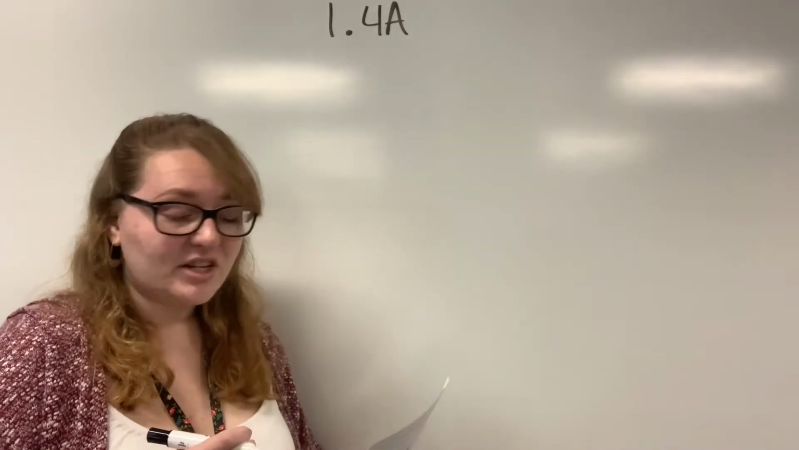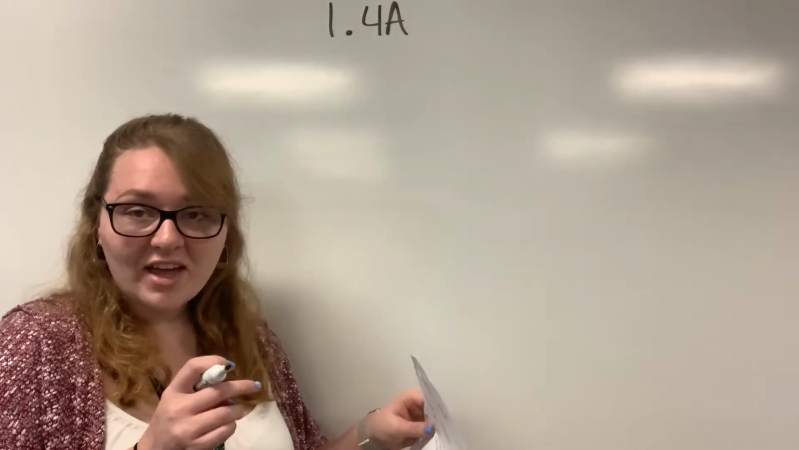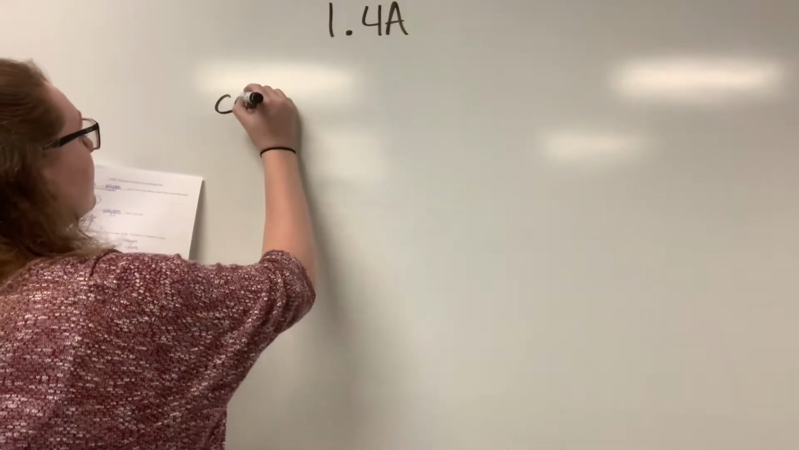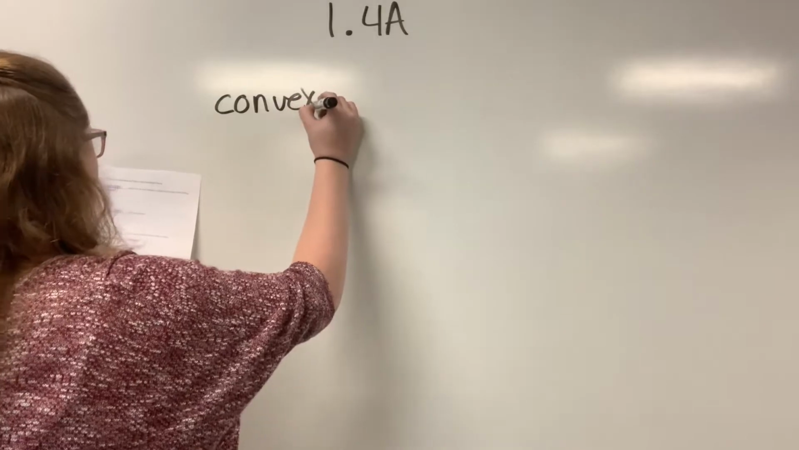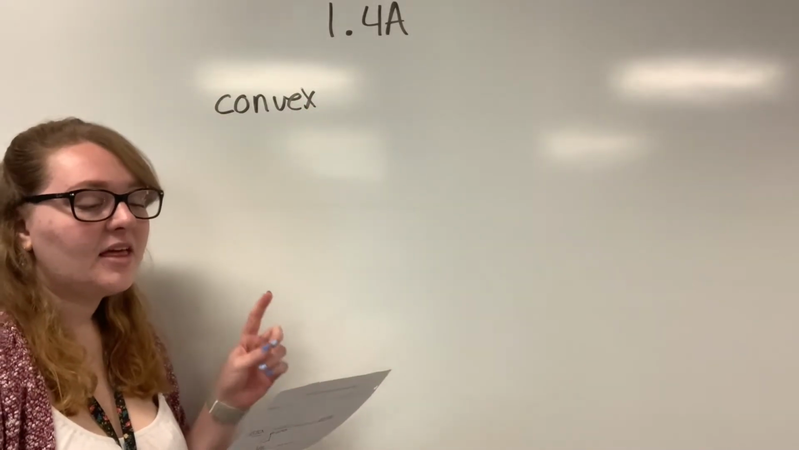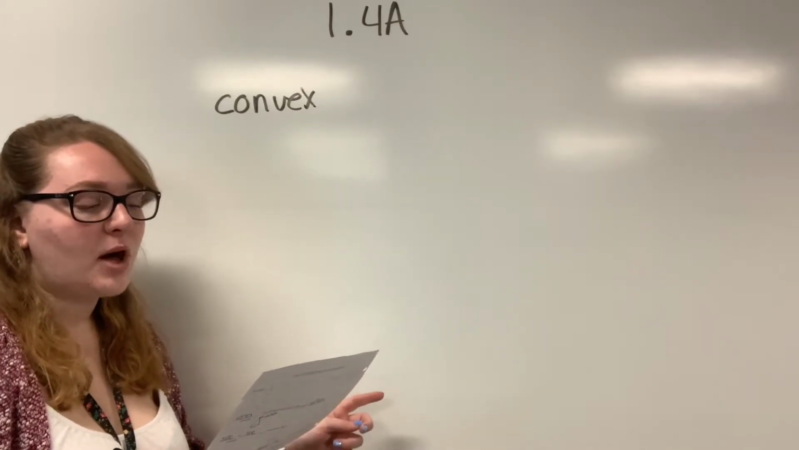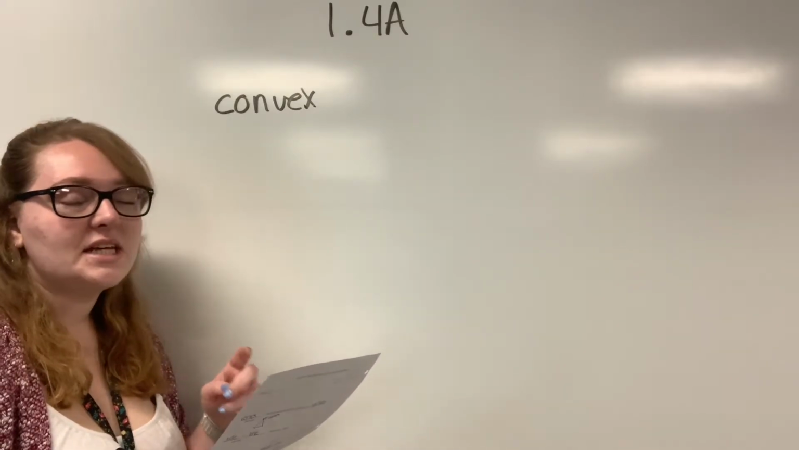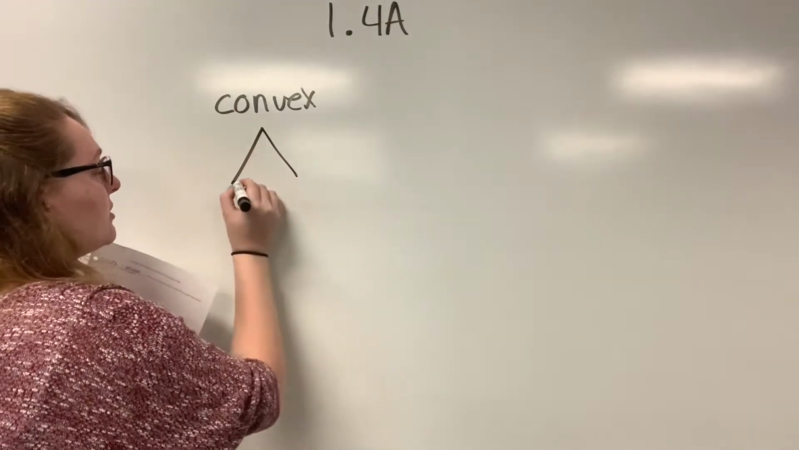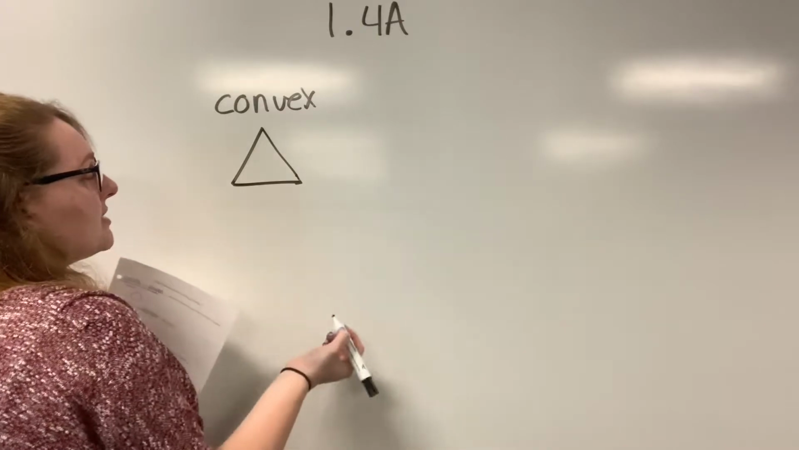So our next definitions are going to be convex and concave. We're going to start with convex, okay? So convex is a polygon where no line that contains a side of the polygon passes through the interior of a polygon. So let's look at our triangle again, okay? We know it's a triangle because it's going to have 3 sides.